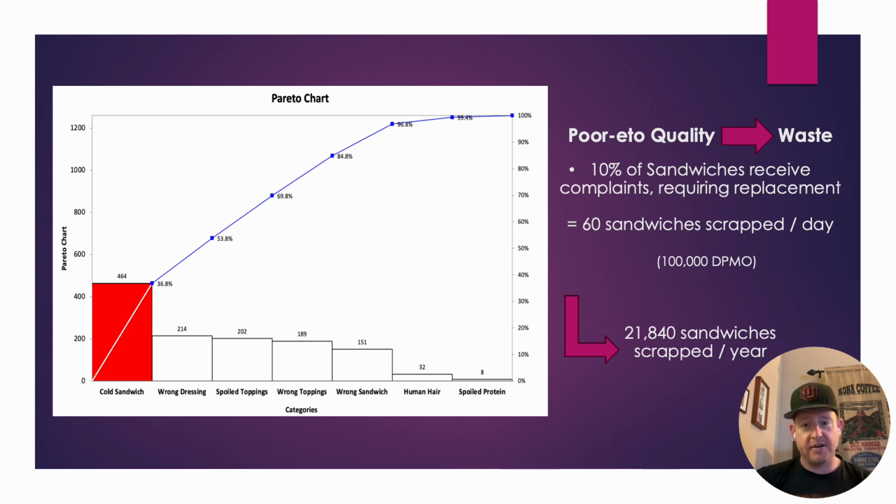The Pareto chart here shows how just a few contributors are driving the majority of our poor quality, and thus driving the majority of defect-derived waste. Of the top contributors, sandwiches delivered cold was by far the biggest frequent flyer. Does that sound like it could be a workflow-related issue?